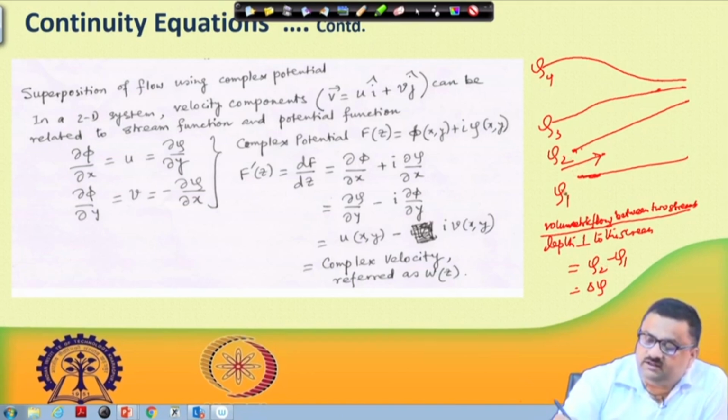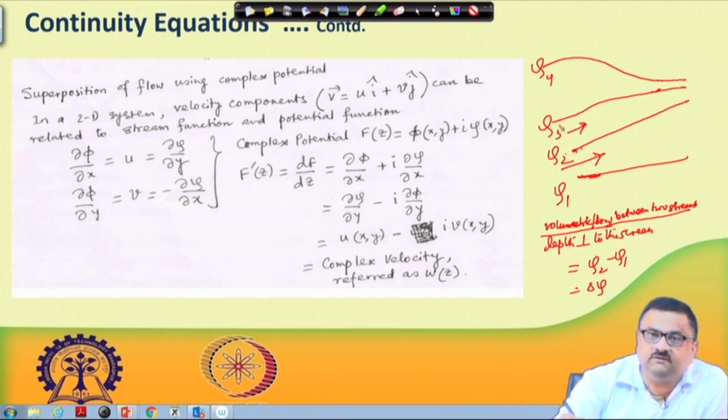So, if this is the value of psi 1, and this is the value of psi 2, the difference between these two gives you the amount of flow taking place. Similarly, between psi 2 and psi 3, there would be some flow taking place, and that is the difference between the two stream function values. Similarly, for psi 3 and psi 4.